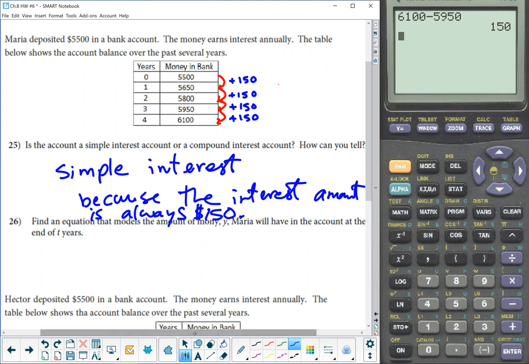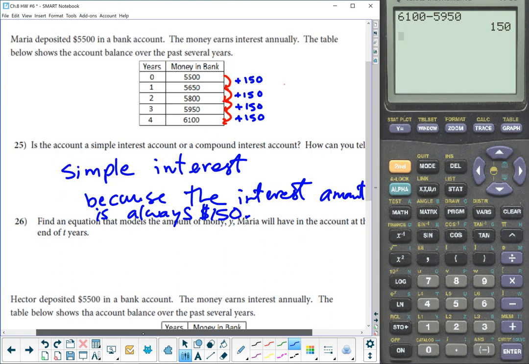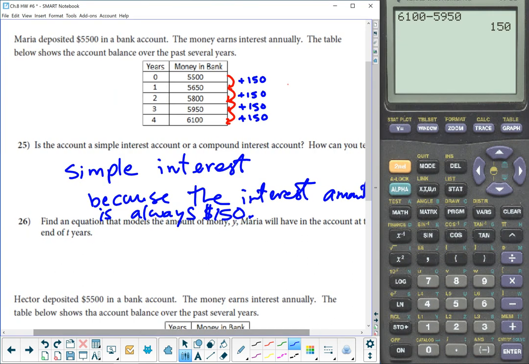Find an equation that models that, right? And how much Maria will have at the end of T years. So because we're adding 150 and we don't know the percent, it's okay because we already know the 150. So you can write it as M, I'll call it M for Maria, after so many years. We start with 5,500 and we're adding 150 every year, so it's plus 150 for T years.